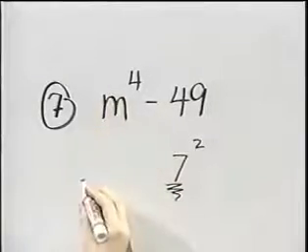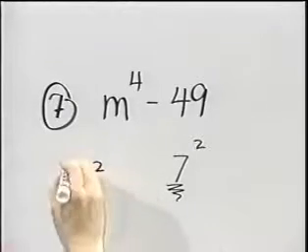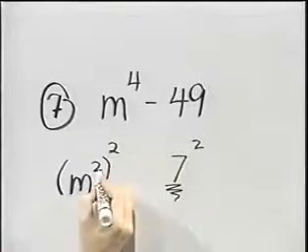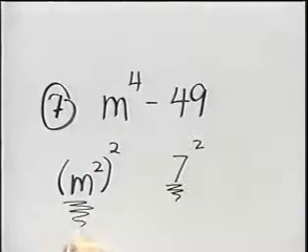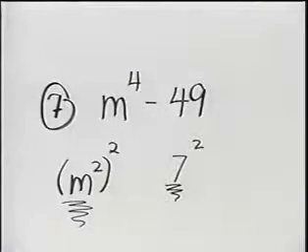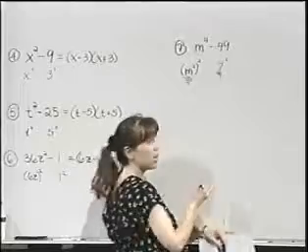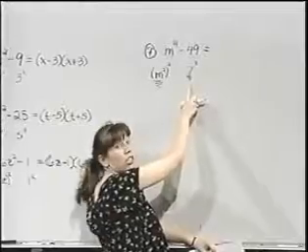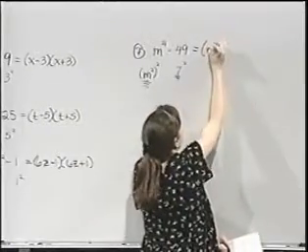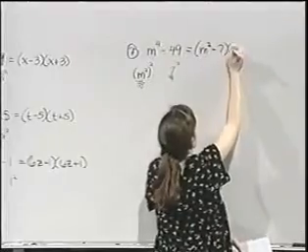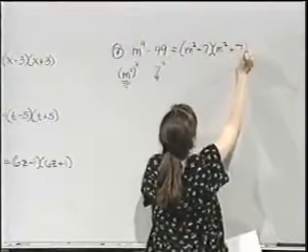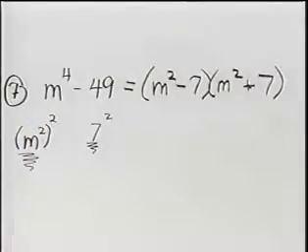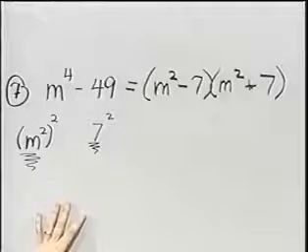The m to the fourth, well, if you check with me here, is m squared squared. Right? Power to a power, 2 times 2 is 4. So m squared is the number being squared for that first term. And so we can factor this. Our first number is m squared, and our second is 7. So we write m squared minus 7 times m squared plus 7. And that's the factorization for m to the fourth minus 49.